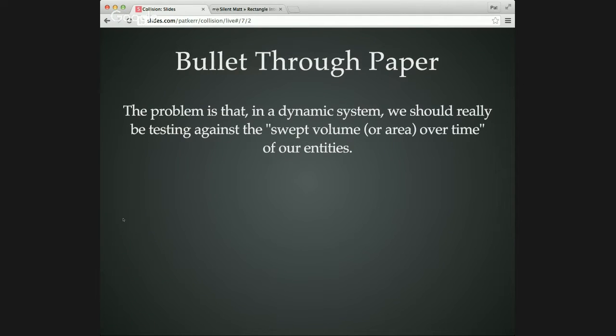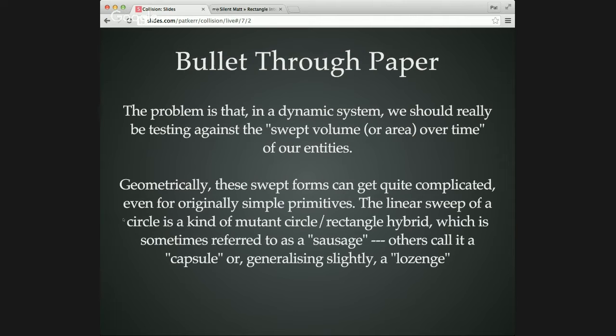So the truth of it is that you shouldn't really be just checking against the static positions of things. You should in fact be checking the swept volumes or areas that an object goes through over time. So that's the whole sweep through space that an object moves through is what you should really be collision checking with. But it turns out that's really hard because the swept forms of geometry become really difficult. The simplest case is the circle. And if you imagine a circle being swept through time, it ends up being a kind of sausage shape thing. It's kind of circular at the ends and a tube in the middle. It's sometimes called a capsule or a lozenge. And it's a geometrically harder thing to think about than a circle.